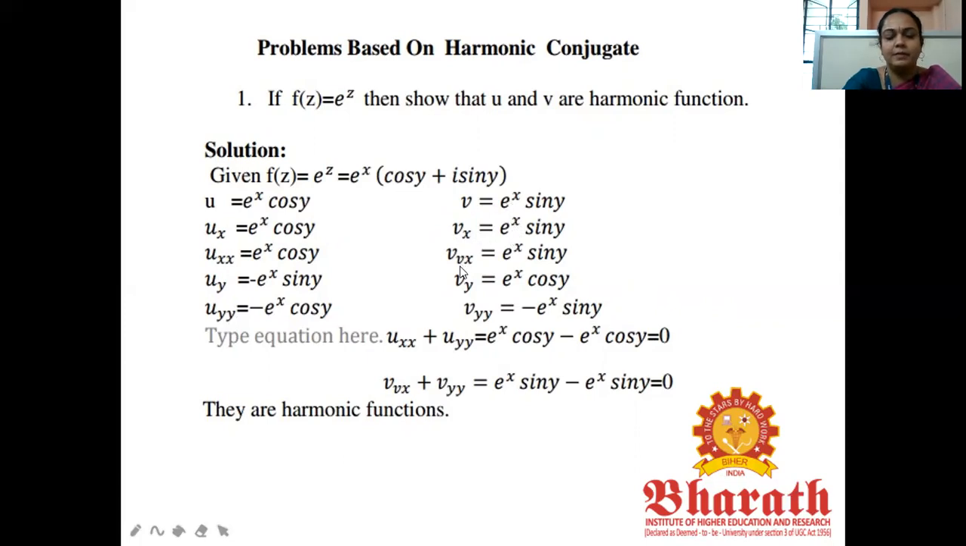Again, the second derivative: u_yy is e^x sin y. The derivative of v with respect to y is e^x cos y, and v_yy is minus e^x sin y.